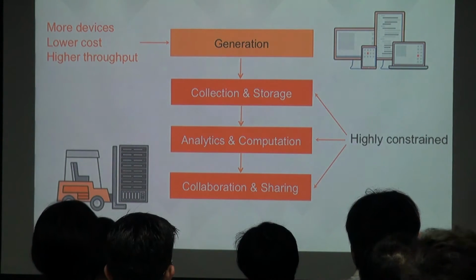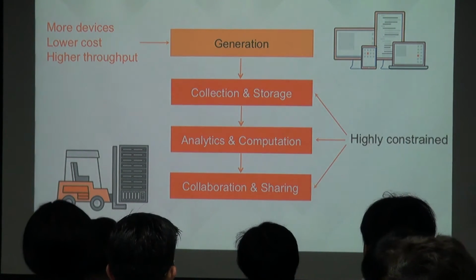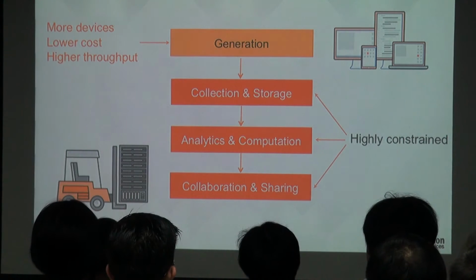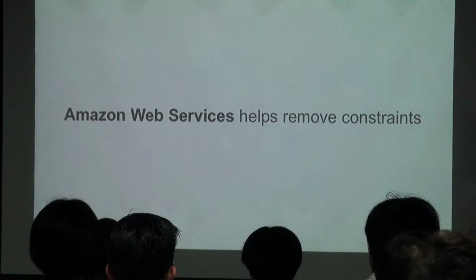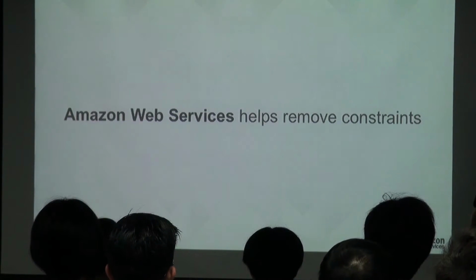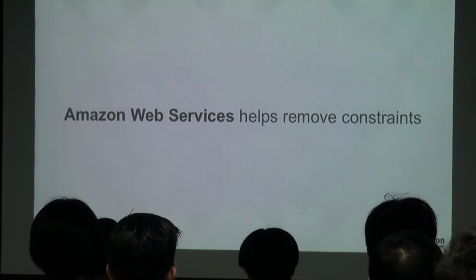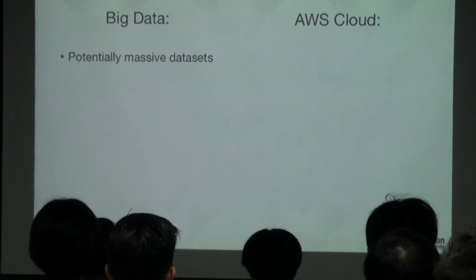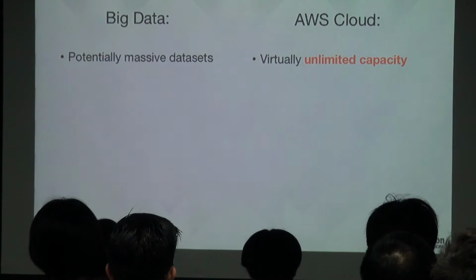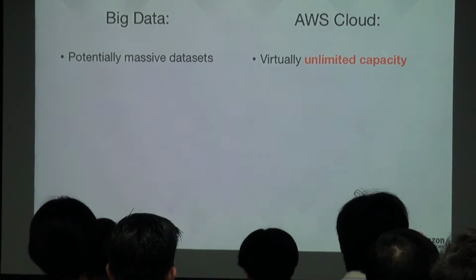And we don't want to keep on racking and stacking servers just to maintain a platform to analyze data. Now this is where cloud providers come in. So Amazon Web Services, for example, can help you to remove some of those constraints. So let me just dissect that a little bit. If we think about big data, we think about potentially massive amounts of data sets. If it's a cloud environment like AWS, you virtually have unlimited capacity in terms of storage.